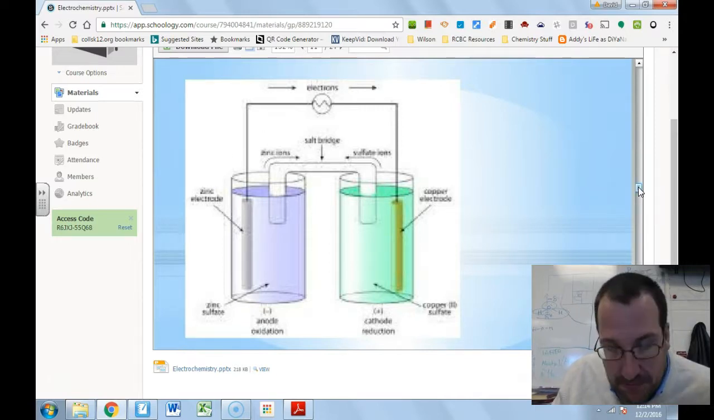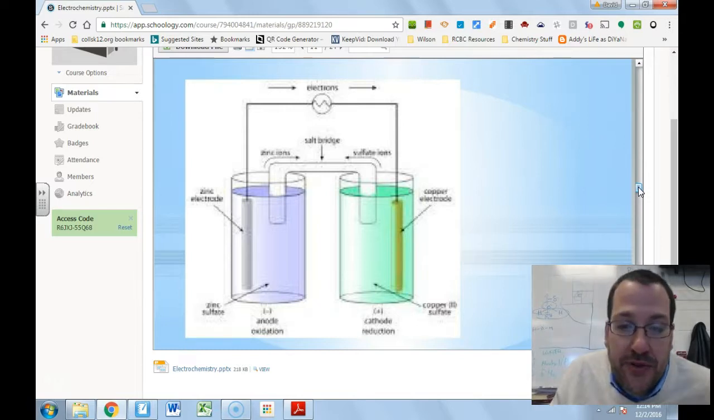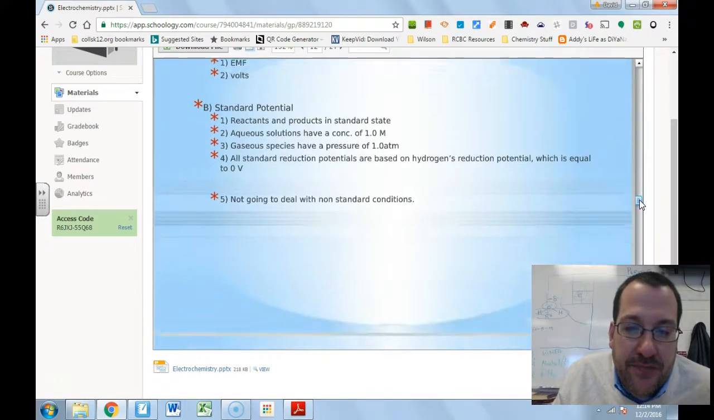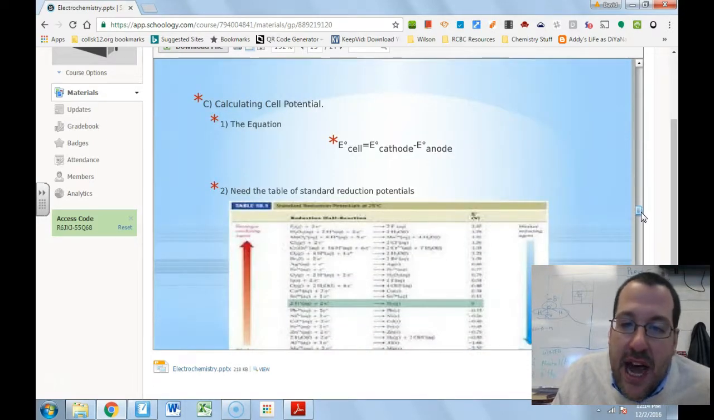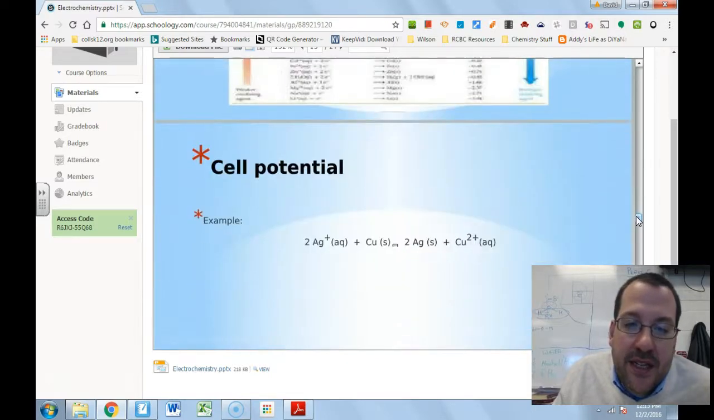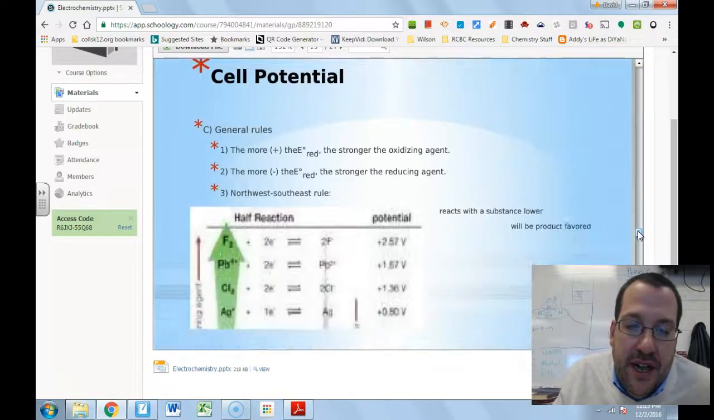an electrochemical cell and calculate the cell potential. I will definitely give you the table of reduction potentials, and that way you have it, and then you can do that.